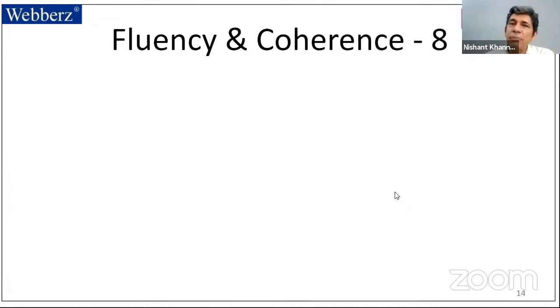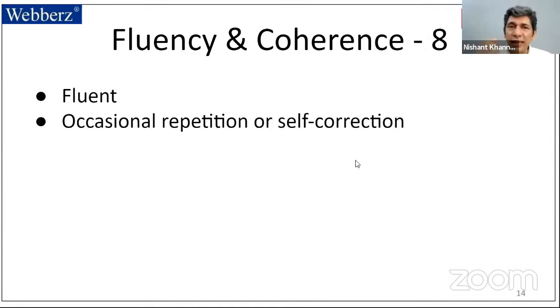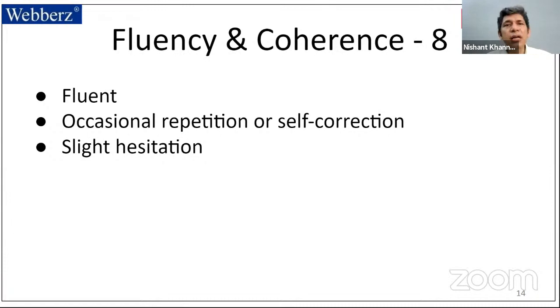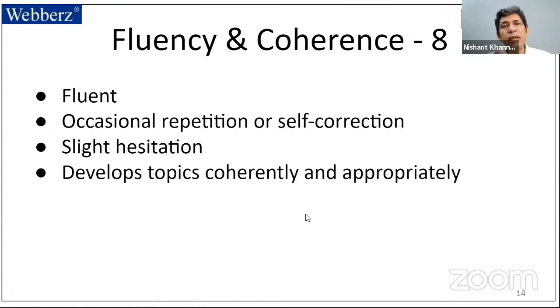So what is an 8-band score then? When are you marked 8? Well, you are marked 8 if you're fluent. If you are repeating, but this occasional repetition or self-correction is there, occasional. It is not consistent, it is occasional. So slight hesitation, I'm not saying huge hesitation, a slight hesitation is okay. Develops the topics coherently and appropriately. That is the characteristic of 9, which is again there in 8.